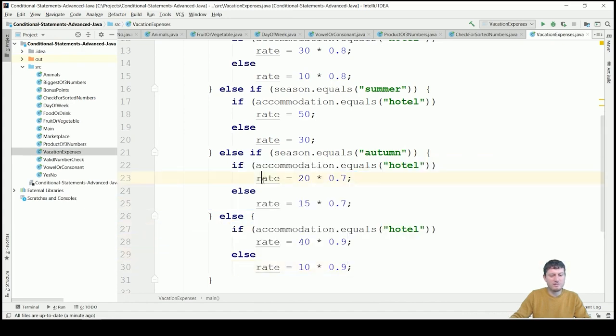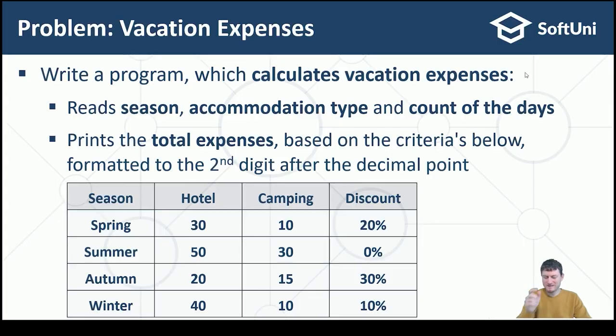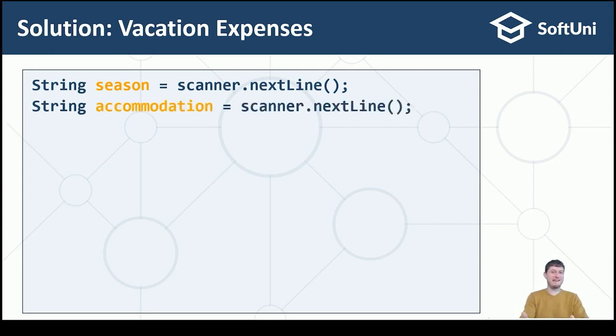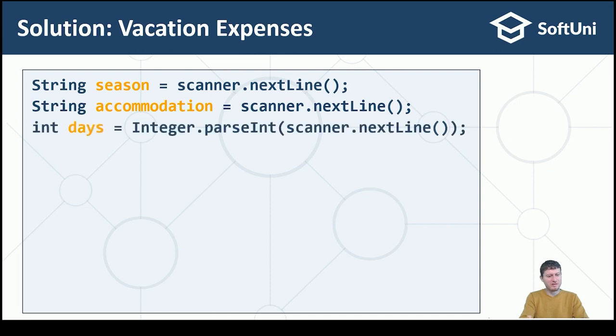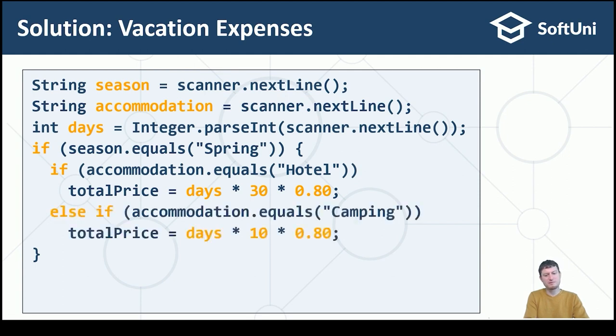Four nested if statements, which handle these four basic cases and four inner subcases. Okay, this is the solution I had in mind before the start of this lesson. I read the season, the accommodation, and the number of days, and later, if it is spring, I check for hotel and calculate the total price, like this: days multiplied by the rate by discount.